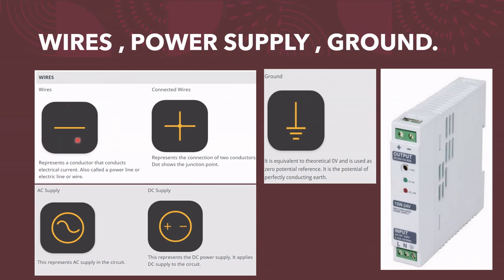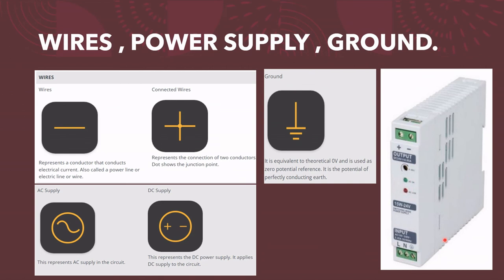If you see a straight line, that means it's just a wire on that drawing, and if those wires are shown as a cross with a dot in the center, that means they are joined together. This symbol is for grounding, and this symbol is for AC voltage, and the symbol with the plus and negative sign inside represents DC voltage.